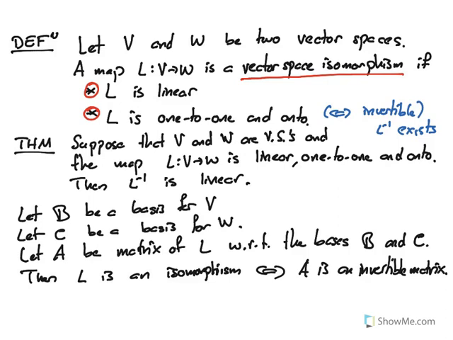So this in particular implies that V and W have to have the same dimension, right? Because for A to be invertible, it needs to be square. And you can also show that the matrix for L inverse, so now you go in the other direction, with respect to the basis C and B, is A inverse. That is probably not very surprising, but it turns out to work exactly the way you would hope.